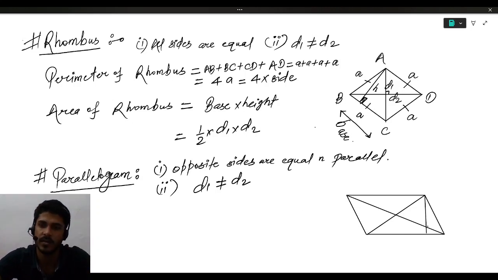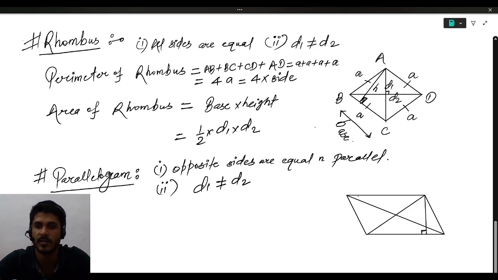Okay, and this is 90 degrees. Yeah. And diagonals, let's suppose this is diagonal 1, this is diagonal 2. We have named them as d1 and d2.